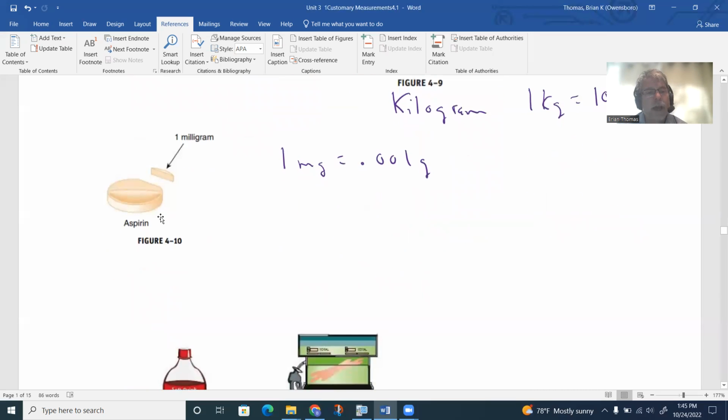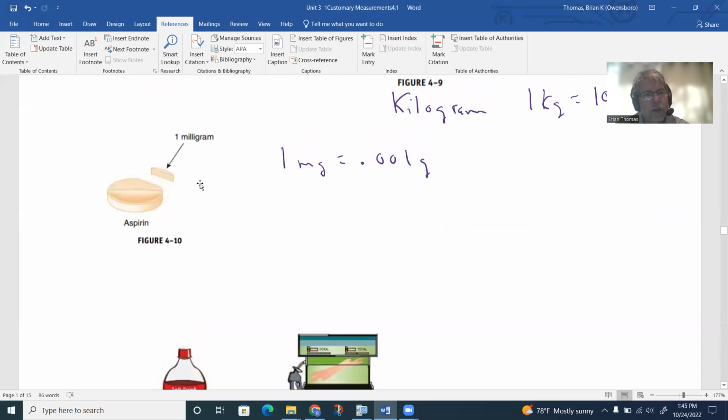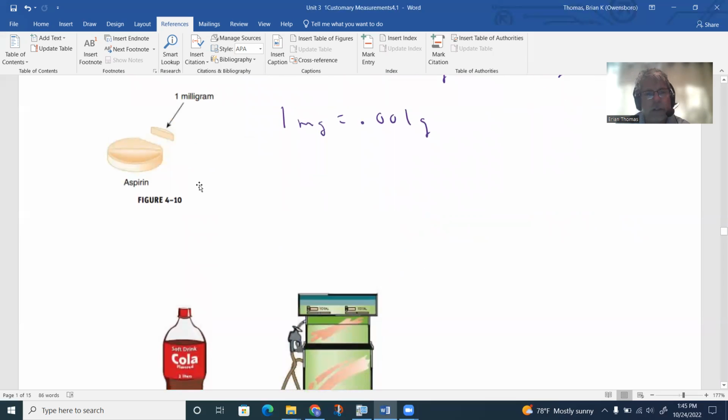But that's why they use aspirin there, because most often, if you're taking medicines, the strength of the medicine is measured in milligrams of the active ingredient. Most commonly, a lot of us take Tylenol or ibuprofen and things like that, and usually there's a number of milligrams on the bottle. So we have to pay attention to milligrams when we're doing medicines.